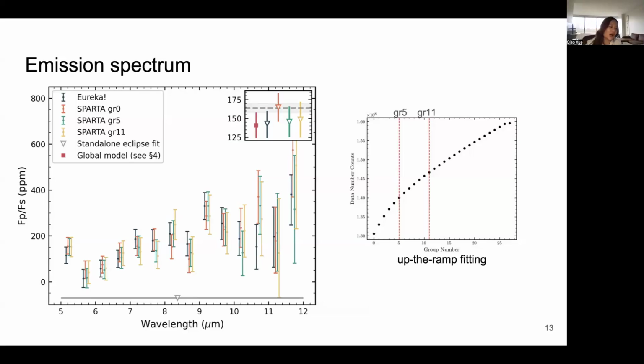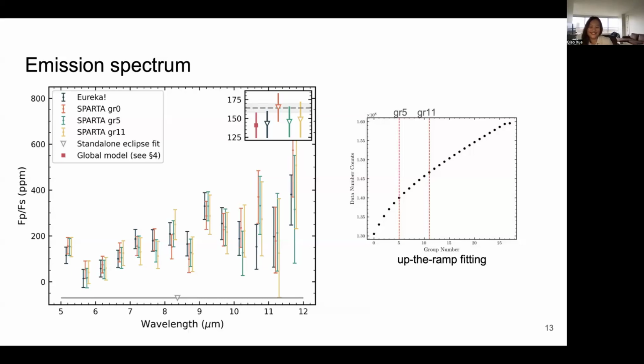Yeah, but this is really weird because I didn't see this nonlinearity in other MIRI datasets that I have handled. So I guess this is just for this target specifically, or maybe there are other people who encountered the same issue already, but they didn't put that in their paper. Yeah. Most of my science, I don't have to retain the groups, so we just take integrations. So I've never had to deal with this.